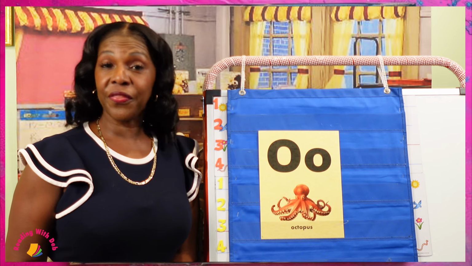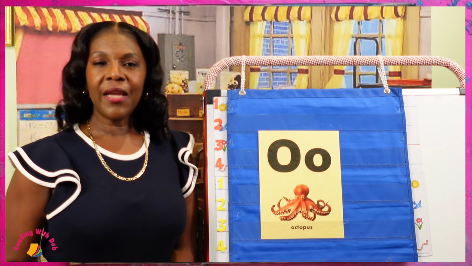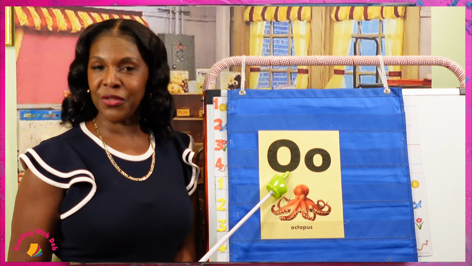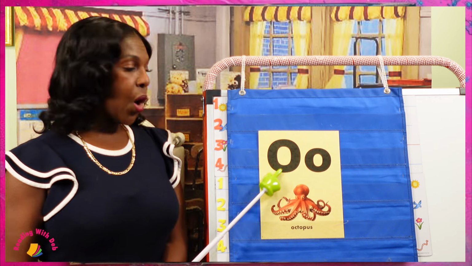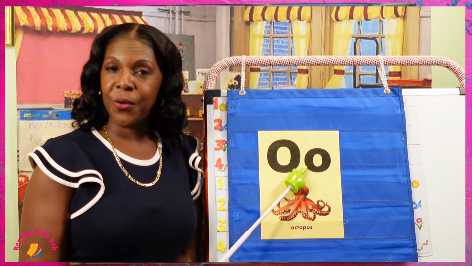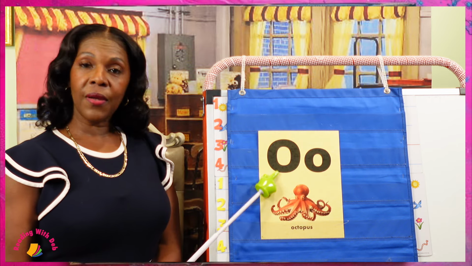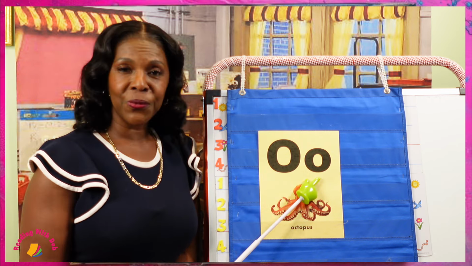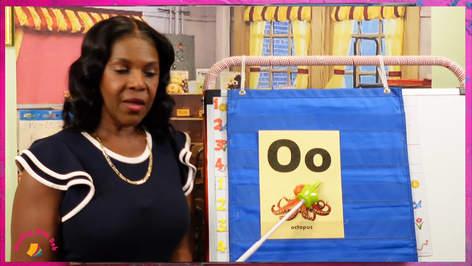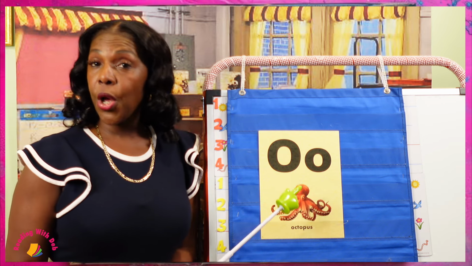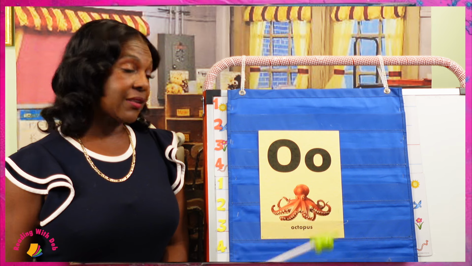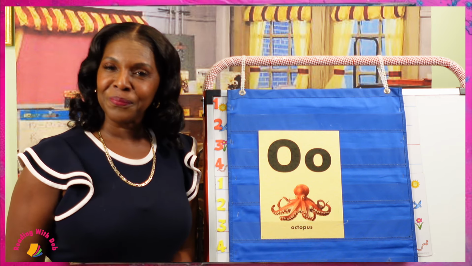This is lesson 13. In this lesson, we are going to add the letter O to what we have learned already. So O is a vowel. There are two forms of the letter O. We have the uppercase O and the lowercase o. The sound for O is /ah/. Octopus starts with the letter O, and we are going to use the word octopus to help us remember the sound for the letter O.